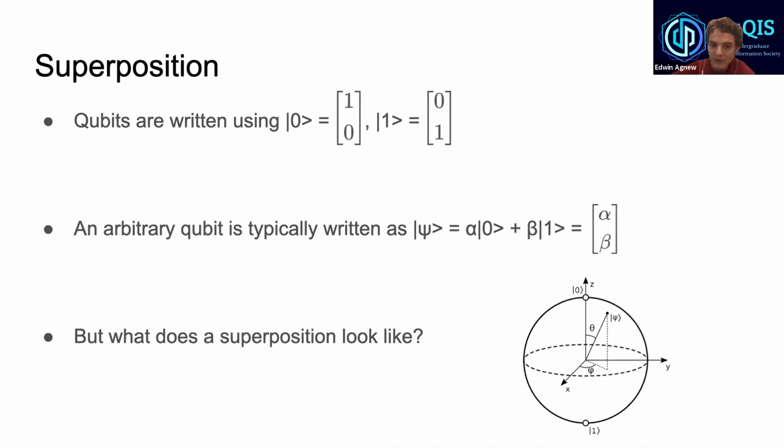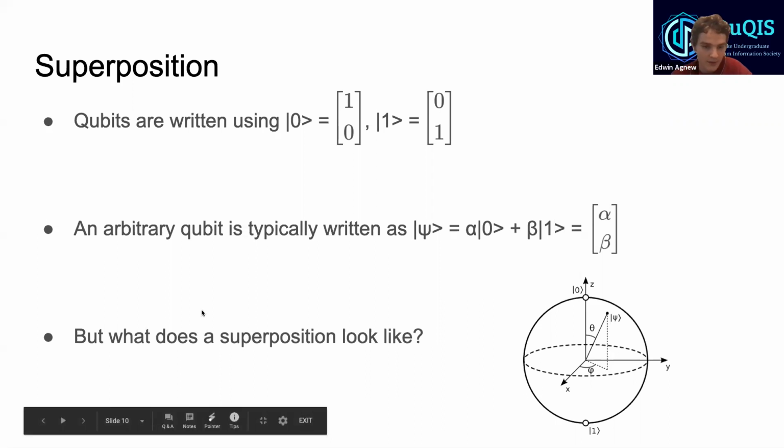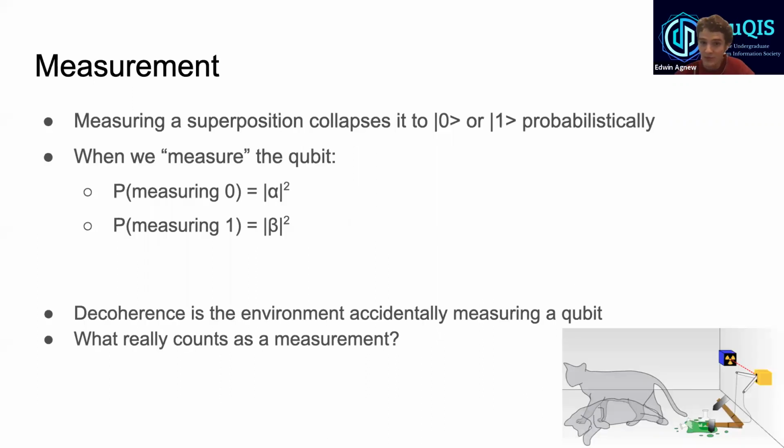But you're probably wondering, what does a superposition actually look like? And why have I never seen one? And for that, we need to talk about measurement. So when you measure a superposition, it collapses to 0 or 1 probabilistically. So you can only get one result at the end of the day. The probability of measuring the 0 is equal to the amplitude of alpha squared. And the probability of measuring 1 is equal to the amplitude of beta squared. And so if you know your probability, you'll know that these have to add to 1.